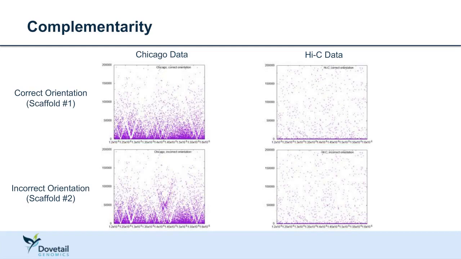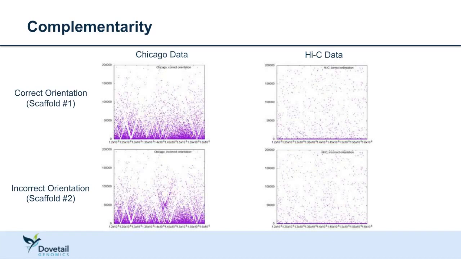With that, I'd like to close off with these last 2 slides just to share with you the complementary characteristics of having Chicago versus Hi-C. What I have here in these 4 boxes is Chicago data and Hi-C data mapping to the same scaffold, just to illustrate our point. On the left column, we have the Chicago data, and on the right column, the Hi-C data. On the x-axis is the midpoint where the pair maps onto the scaffold, and on the y-axis is how far apart the reads are mapping to the scaffold.